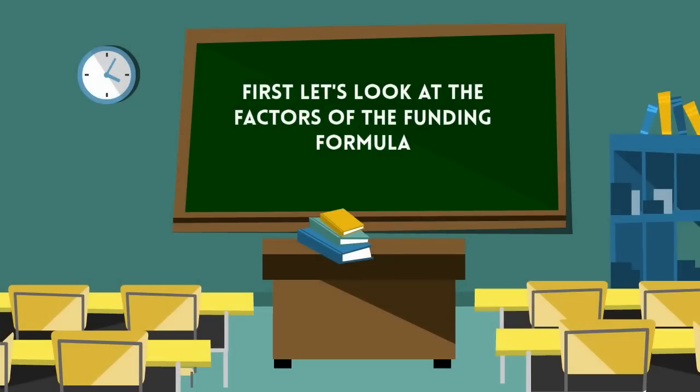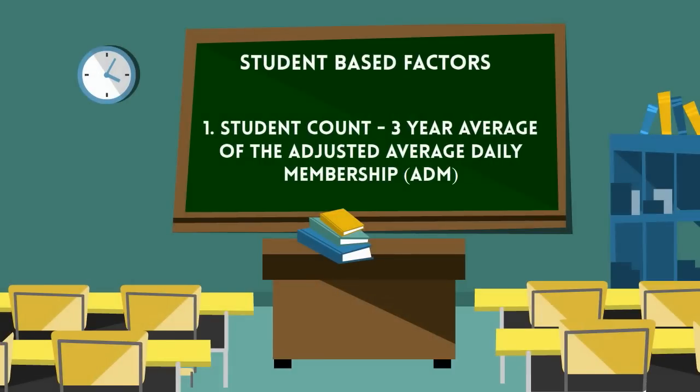First, let's look at the factors used for the calculation of the formula. Factors include student and individual district-based elements that take into account demographics, financial, and other differences that make each school district unique. The first student-based factor is student count. The formula will use a 3-year average of all students in attendance in each school district. This average is important because school districts can gain or lose students each year. Using the average helps to neutralize the effects of attendance spikes or drops in any given year.